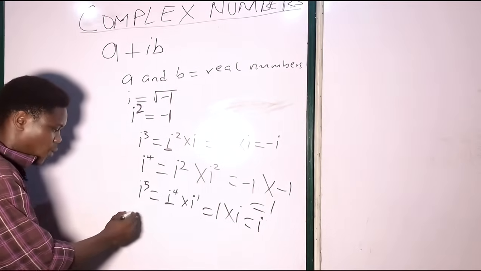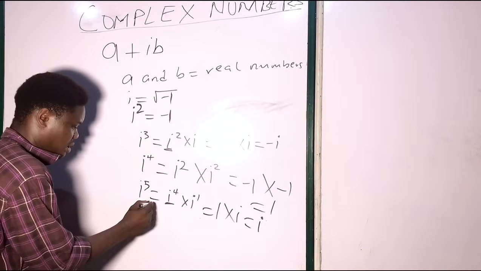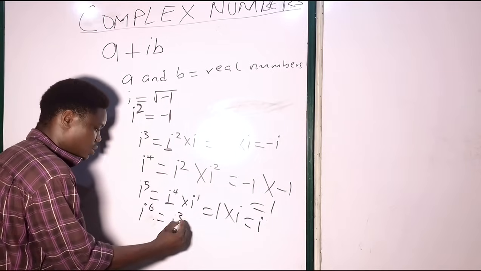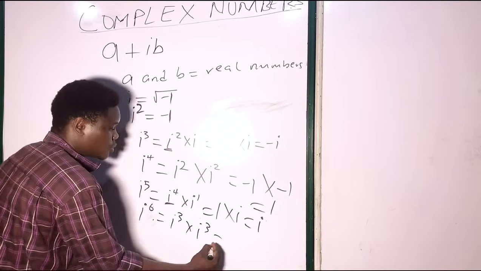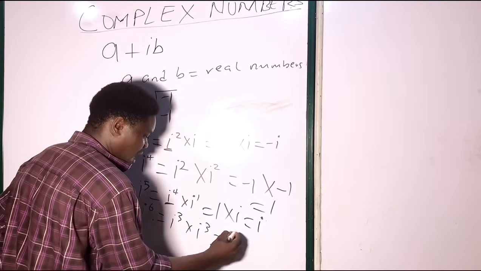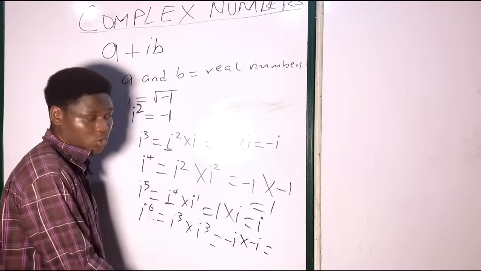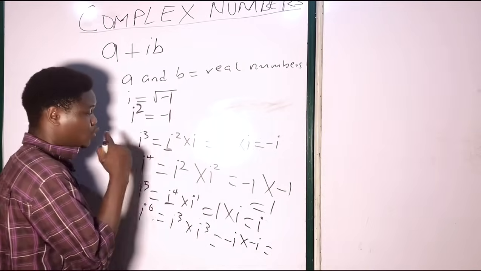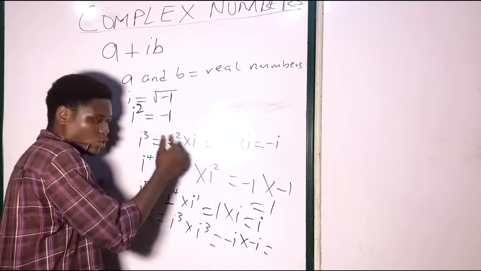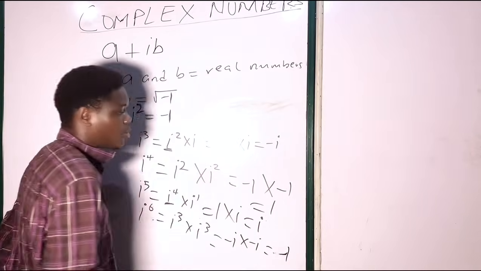So let's go for i raised to the power 6. That will be i cubed times i cubed. And what's our i cubed originally? It is -i. So we have -i times -i. Now minus times minus is plus. We have i times i, that will give you i squared. And what is our i squared? -1. Yes, that will be our final answer.